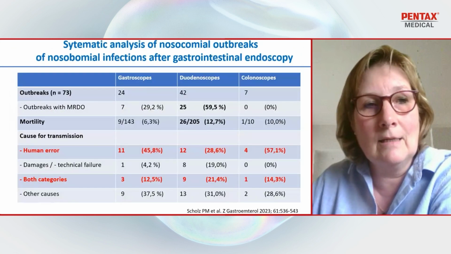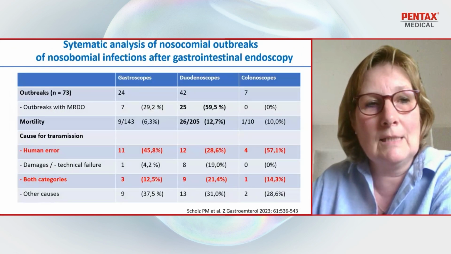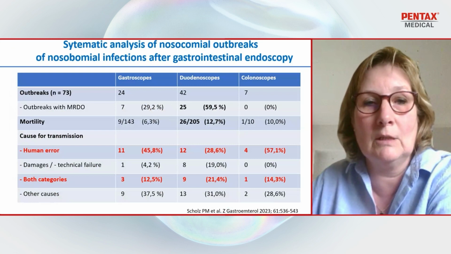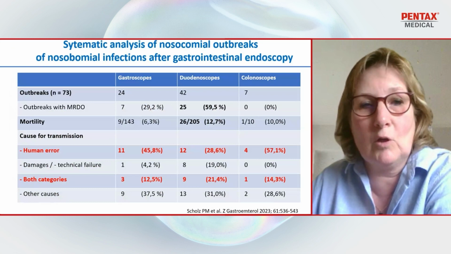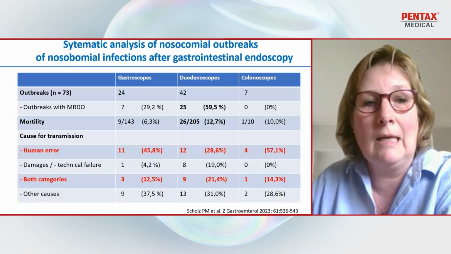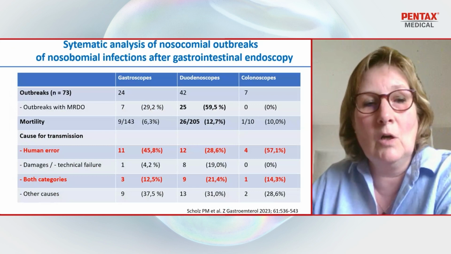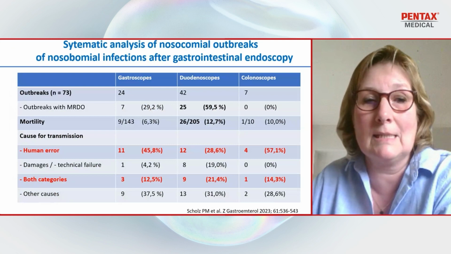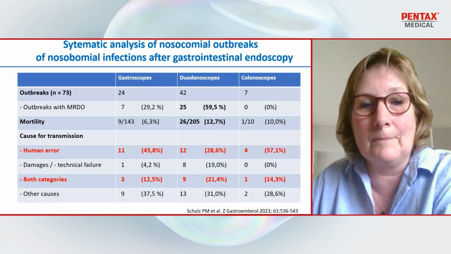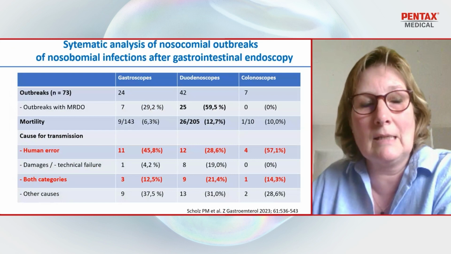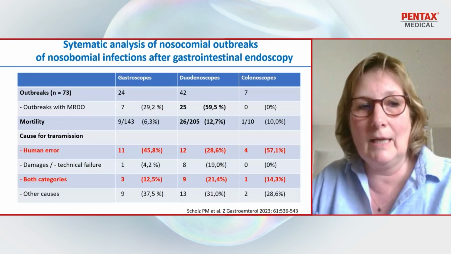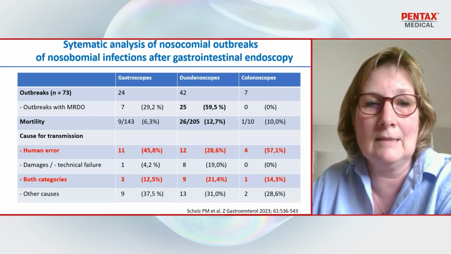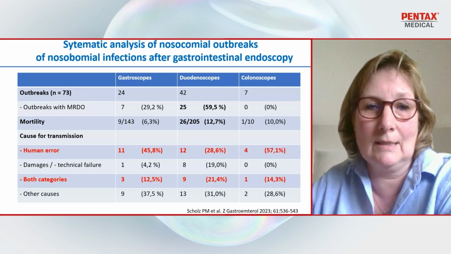And a nice review about 73 outbreaks showed that the problem is not only with duodenoscopes, it's also with gastroscopes and colonoscopes and all the other endoscopes. And the human errors were much higher in gastroscope reprocessing and colonoscope reprocessing than in duodenoscope reprocessing. In duodenoscope reprocessing, the combination of technical failures and human errors was more significant than in the others. So the human factor is really a key.